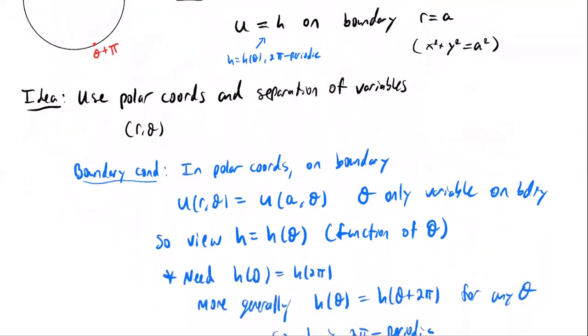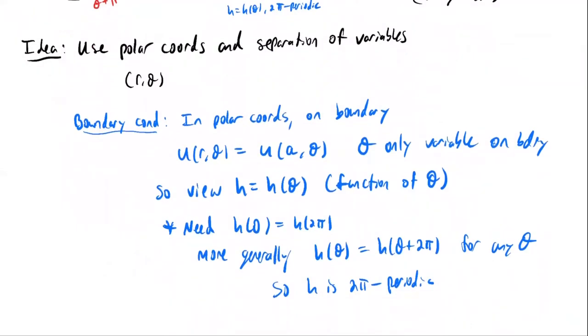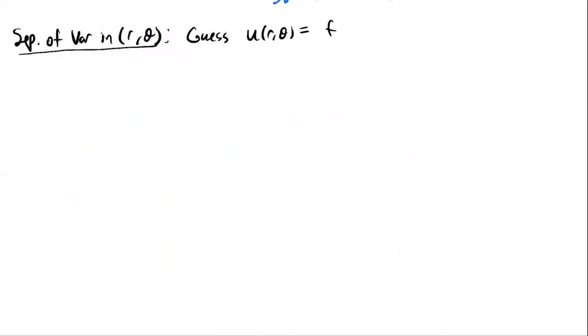Okay, and so now, with that technical extra condition we need for the boundary function, let's proceed and actually start solving the problem. And again, we're going to work in polar coordinates. So let's proceed with separation of variables. Again, now we're using the variables r, theta instead of x, y, so we're using polar coordinates. And so we're going to guess that my function u as a function of r and theta is equal to some function f of r times some function g of theta.